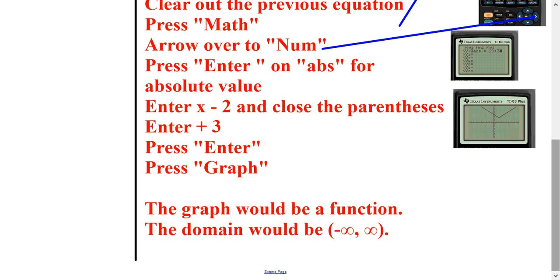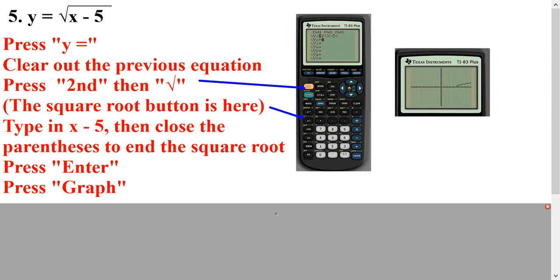All right, one last example. Okay, this time we have a square root function. So we're going to look at y equals the square root of x minus 5. So this time we're going to go to the y equals screen and clear out our previous equation.